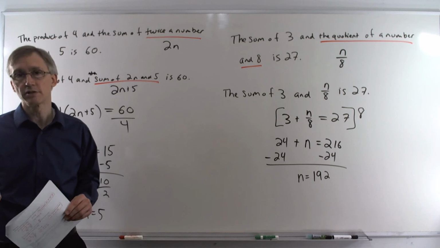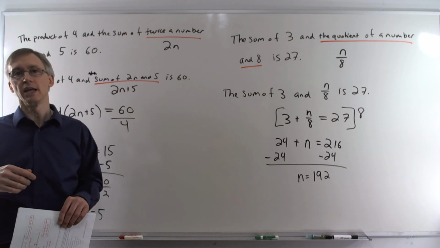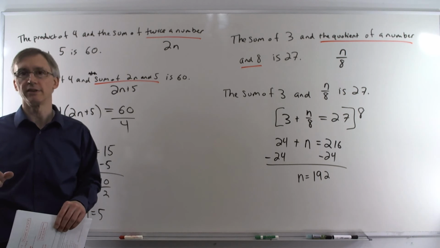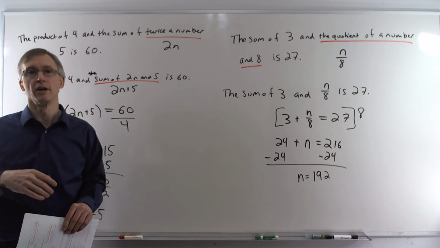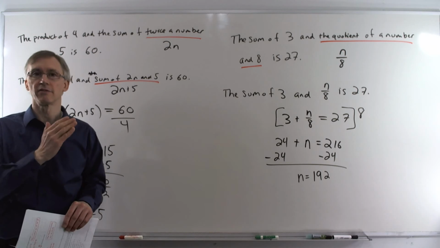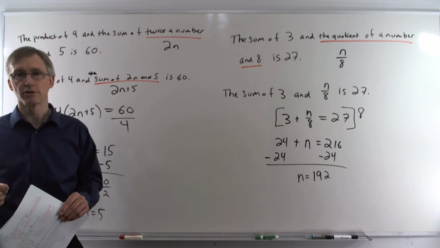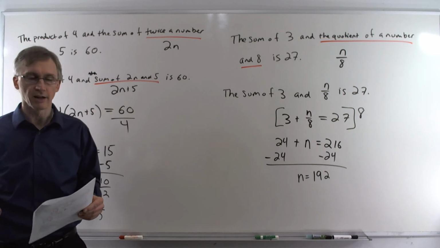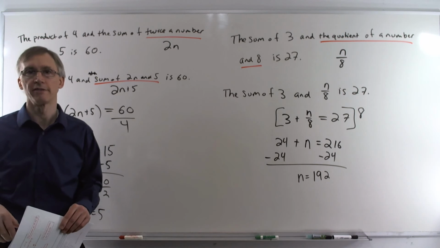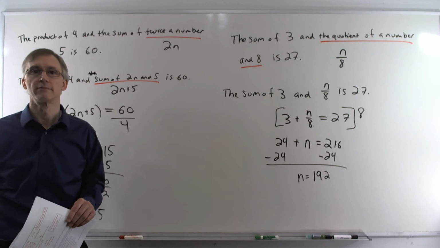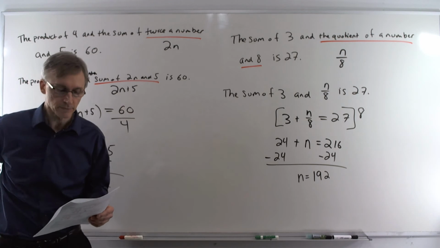Consecutive even integers are even integers that are in order. So 2, 4, 6. Those are consecutive even integers. Or -16, -14, -12. Those would be consecutive even integers as well. And then you've got consecutive odd integers. So 1, 3, 5, 21, 23, 25, stuff like that.